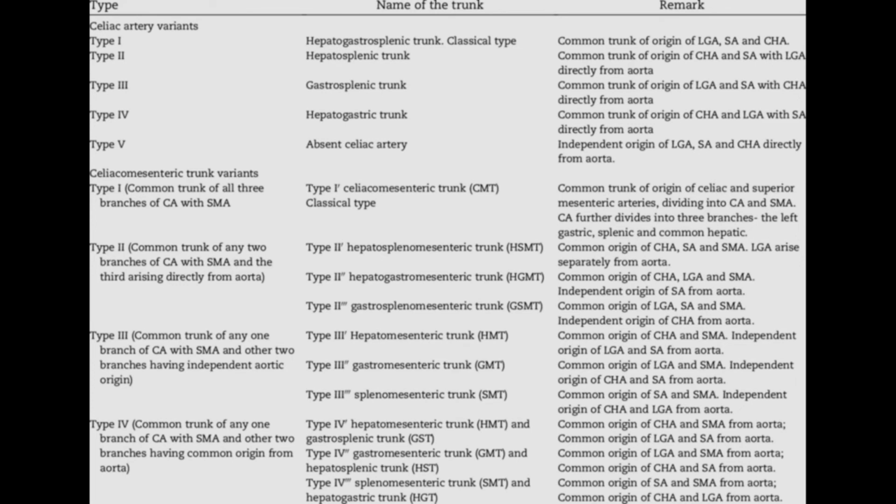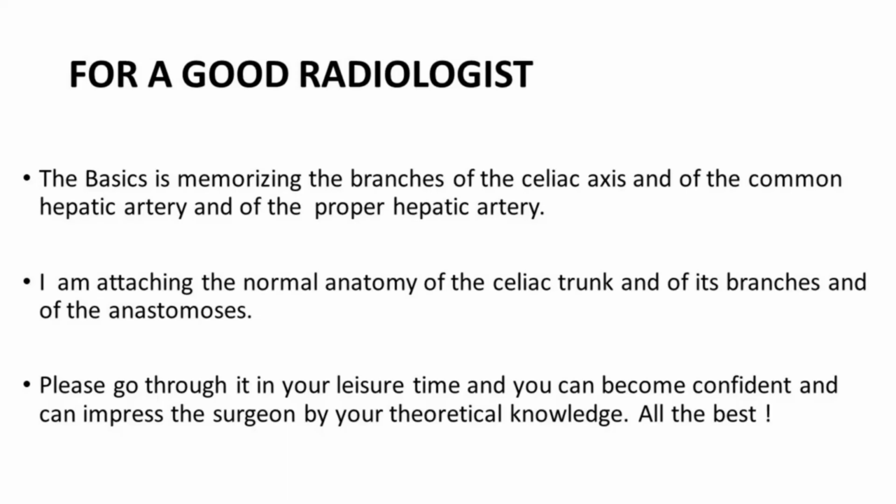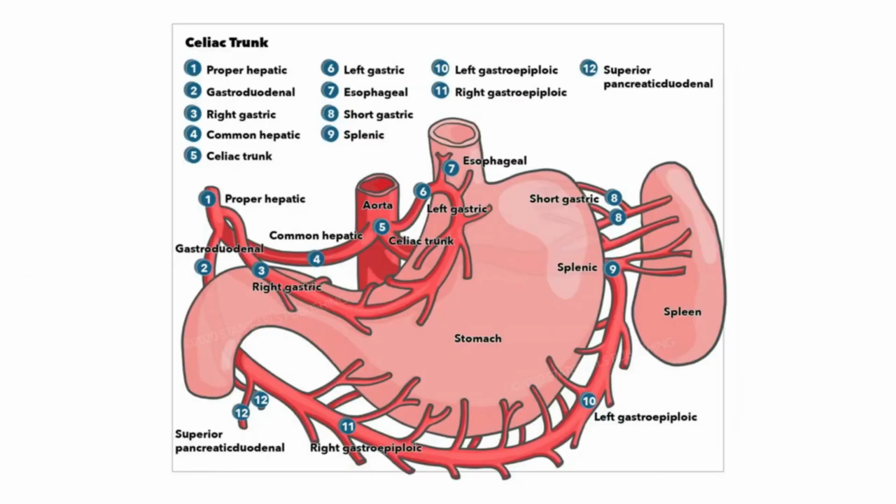To be a good radiologist, it is important to memorize the branches of the celiac axis, of the common hepatic artery and of the proper hepatic artery. See the normal anatomy of the celiac trunk, its branches and the anastomosis. Please go through it in your leisure time and you can become confident and can impress the surgeon with your theoretical knowledge. All the best.